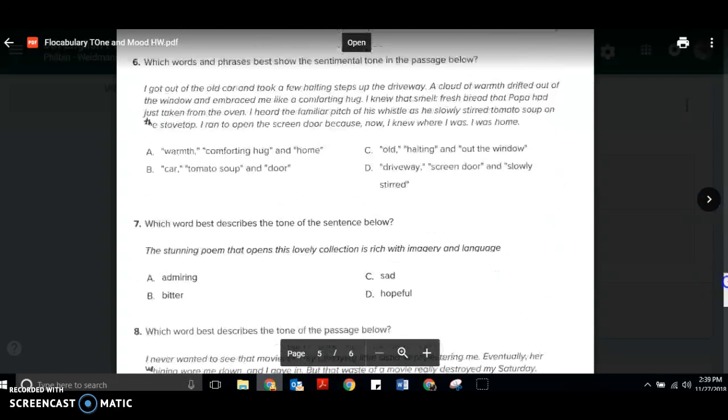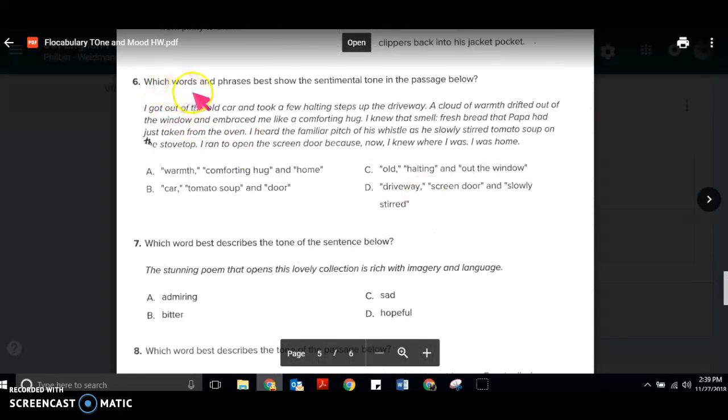Number 6. Which words and phrases best show the sentimental tone in the passage below? A tone of feeling, of sympathy. Which of these best show the sentimental tone, a feeling of sympathy in the passage below?